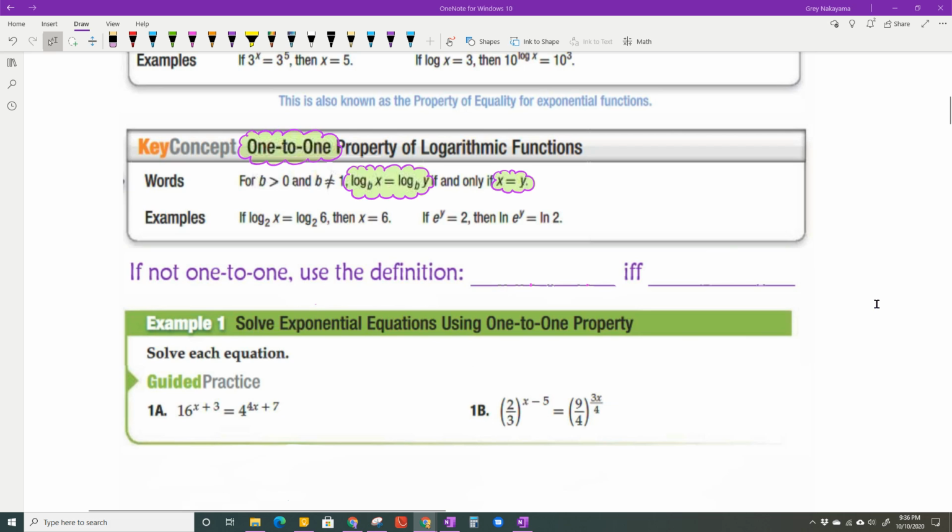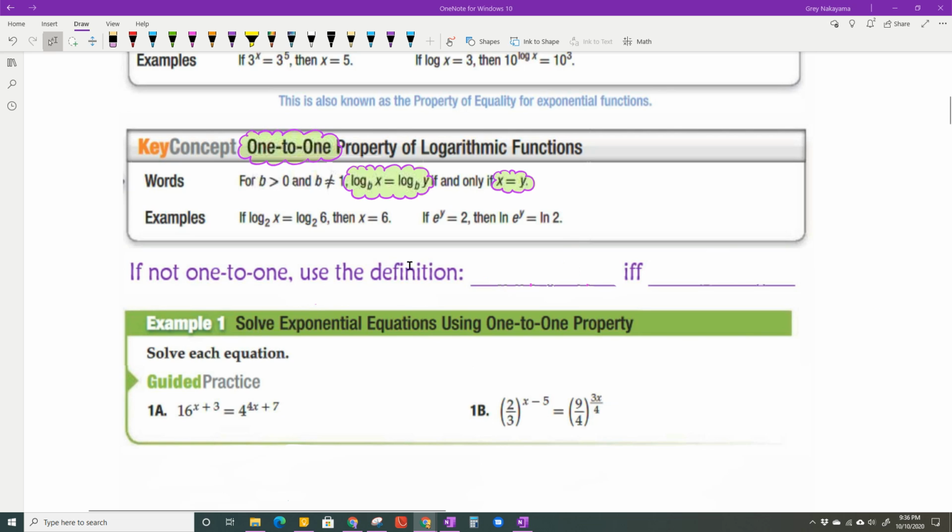Now, I'm going to point out to you this. If it's not one-to-one, then we use the definition. And the main reason that I'm doing this is because this is the explanation you'll see in Delta Math. I have done it this way for years, but I've had way more success in the last couple of years when I've changed from concentrating on inverses.